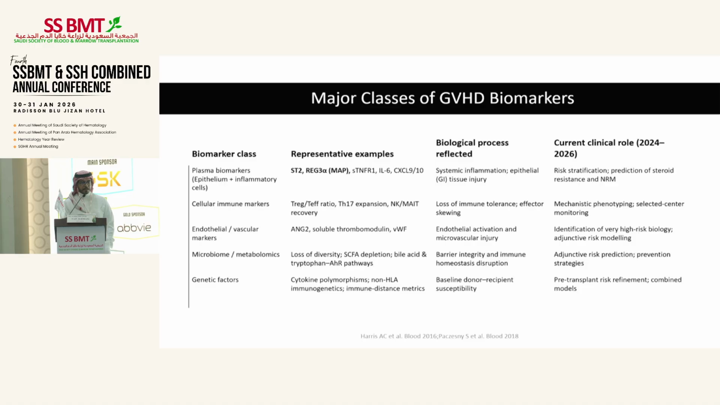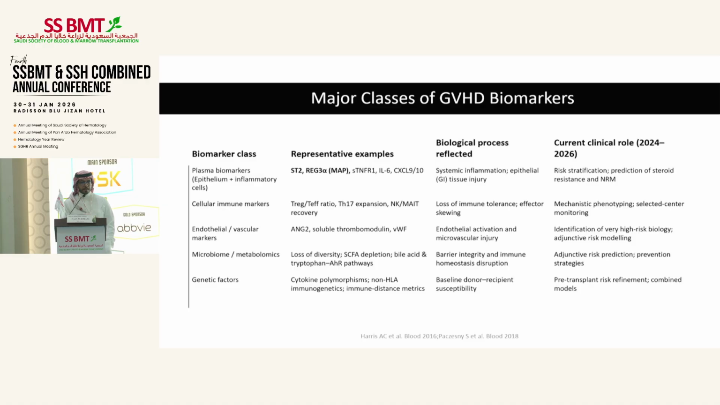The third major class is the endothelial and the vascular markers. We have three major biomarkers, the Ang2 and the soluble thrombomodulin and the von Willebrand factor. And they reflect endothelial activation and microvascular injury. They identify patients who are at very high risk for multi-organ failure from GVHD, and they can be used as an adjunctive risk modeling.